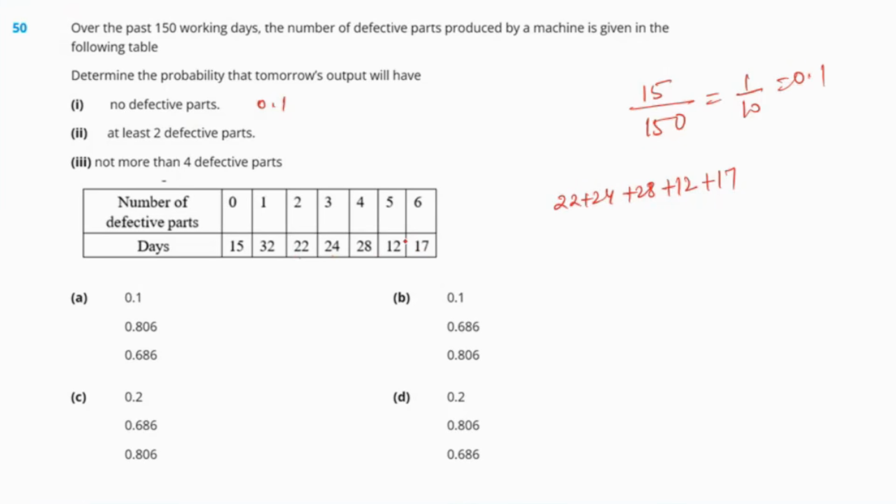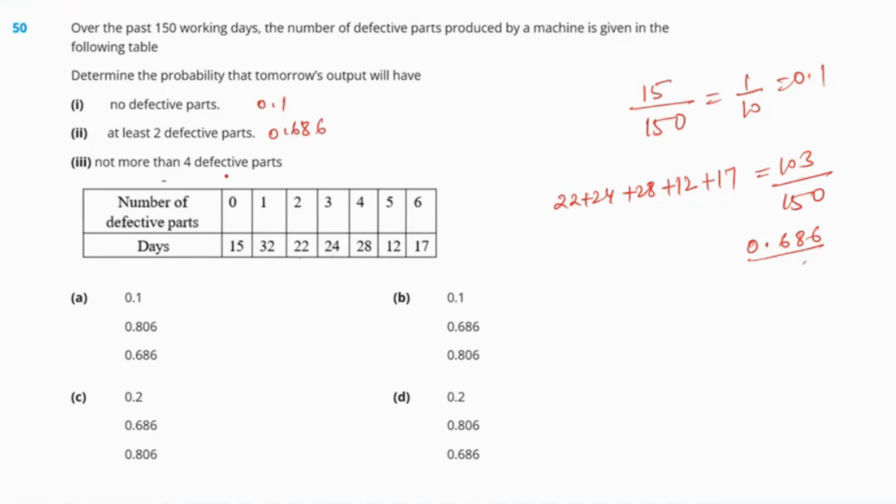So when we are going to add all of them together, we will be getting something like 103. So 103 by 150 we need to do. So after solving this we are going to get 0.686 something. Okay, so 0.686.